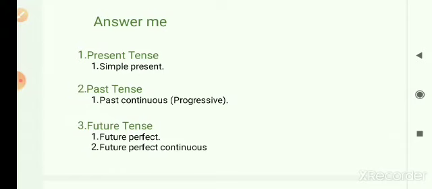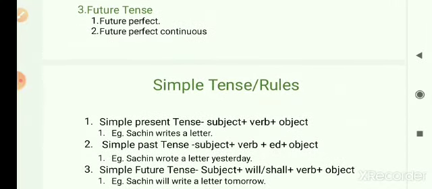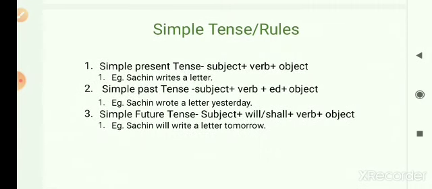If it is future perfect, then present perfect, past perfect. If it is future perfect continuous, then present perfect continuous, past perfect continuous. Hope you have understood this. Now let's go into the next. A few simple rules we have to study.